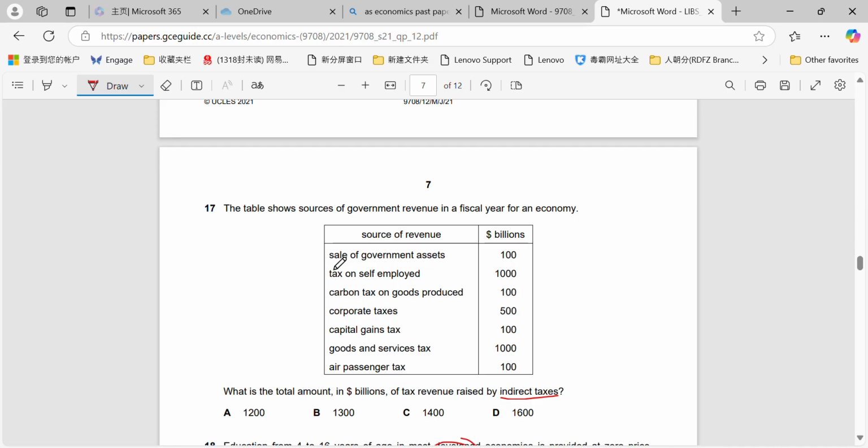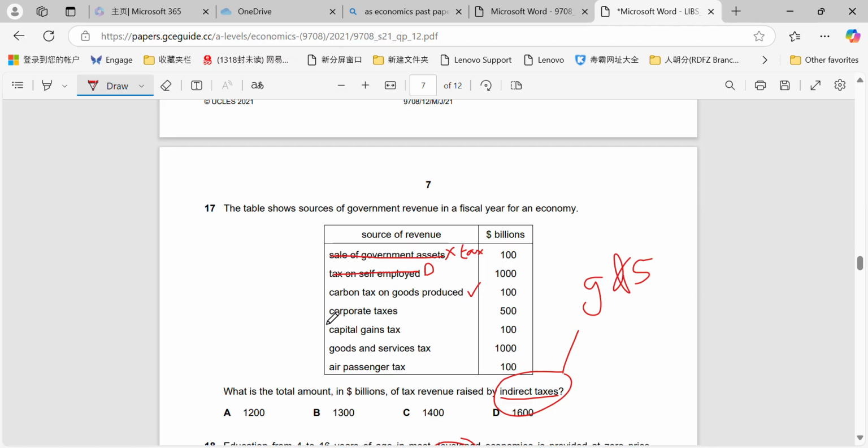So first of all, the sale of government assets is a source of revenue, but it's not a tax, right? So it's not an indirect or a direct tax. Tax on self-employed is a direct tax. Okay, it's like their form of income tax. Carbon tax on goods produced would be an indirect tax, which, remember, an indirect tax is a tax on goods and services. So that's what we're looking for.